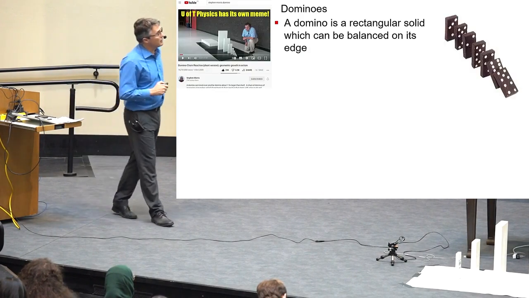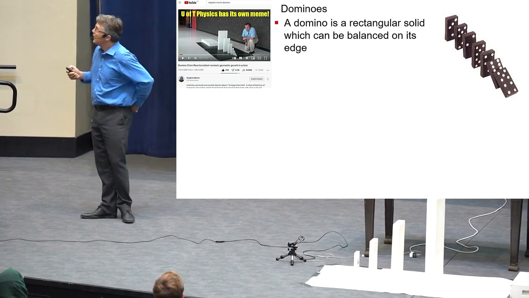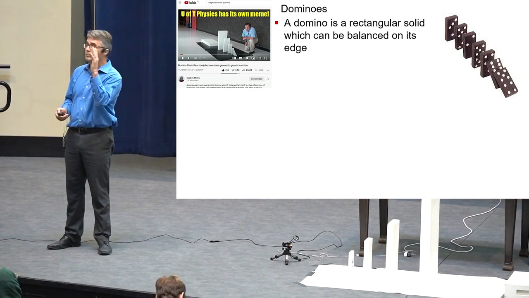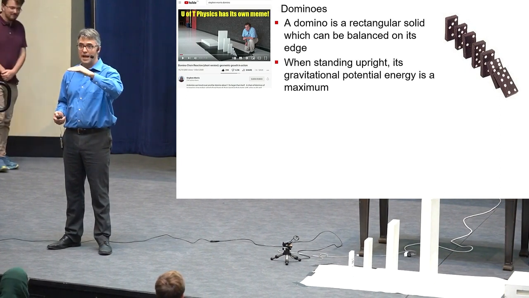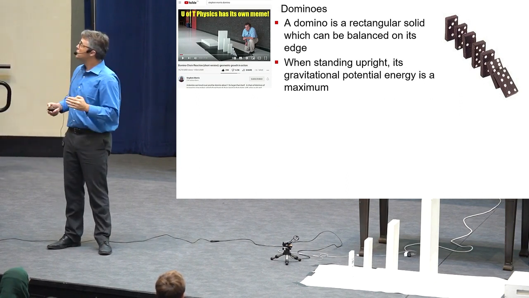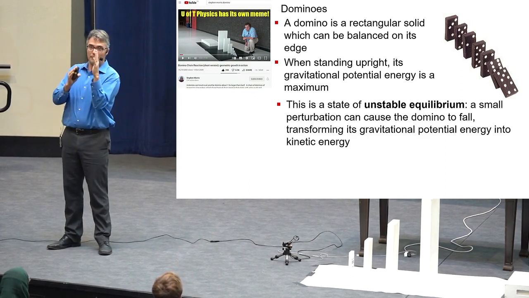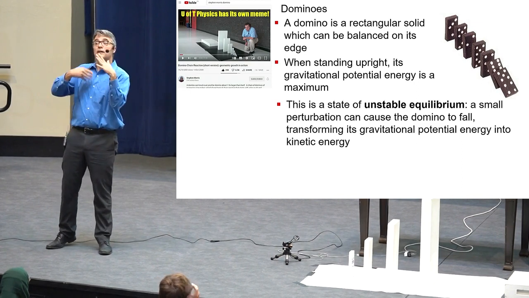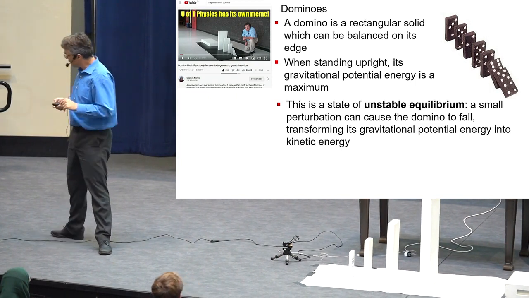And this is that meme I was telling you about. We're probably going to switch. I have to do the HDMI, but basically, a domino is a rectangular solid, and you can stand it up on its edge. When it's standing upright, its center of mass is higher. Its Y value is higher than if you tip it over. So that's a state of unstable equilibrium. If you tap it a little bit, it can start to lose its gravitational potential energy. That converts to kinetic energy, causing it to fall faster, and it can knock over another domino.